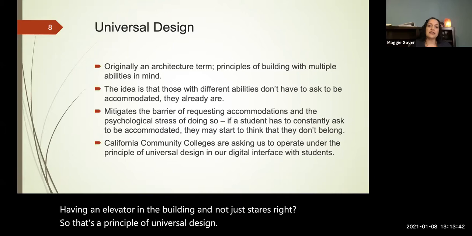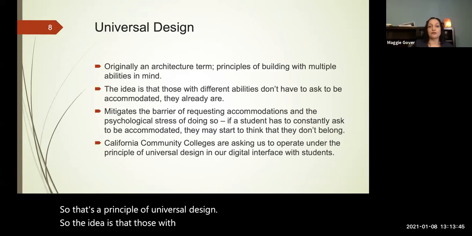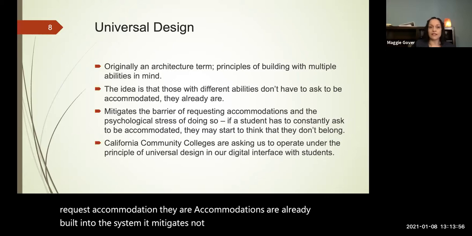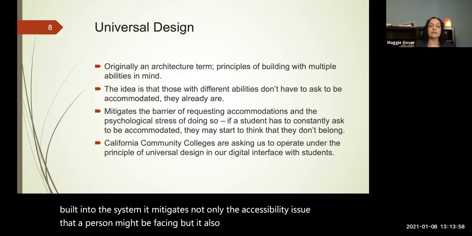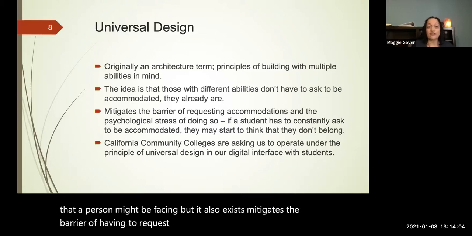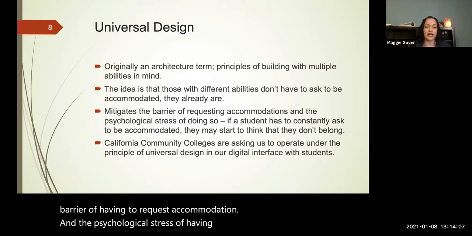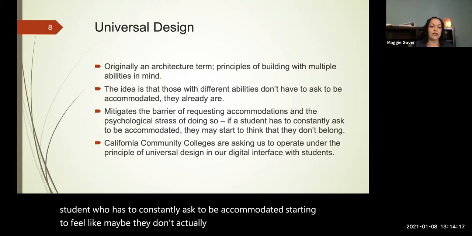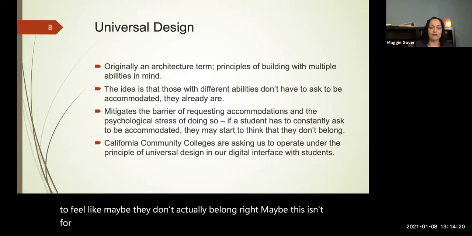So the idea is that those with different abilities don't have to request accommodation. Their accommodations are already built into the system. It mitigates not only the accessibility issue that a person might be facing, but it also mitigates the barrier of having to request accommodation and the psychological stress of having to do so possibly over and over and over again. So in education, we're concerned with a student who has to constantly ask to be accommodated, starting to feel like maybe they don't actually belong, right? Maybe this isn't for them. So universal design can help mitigate that barrier for them.